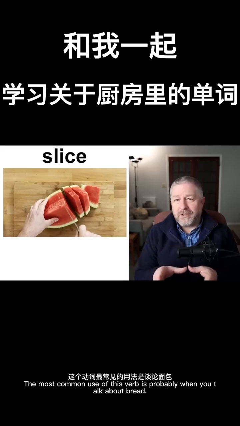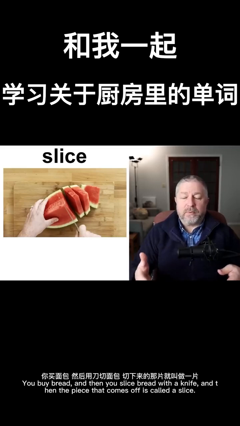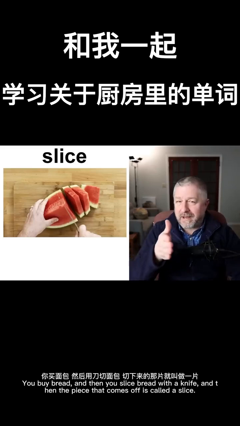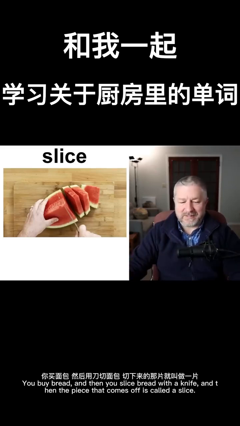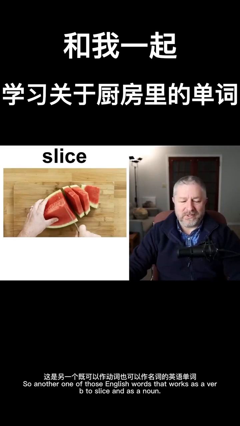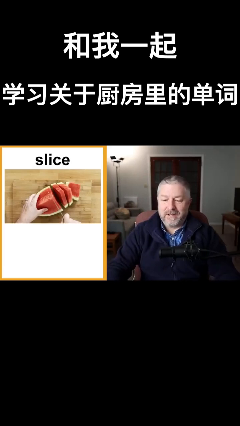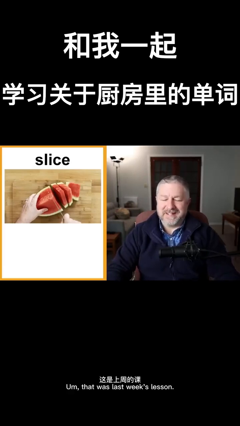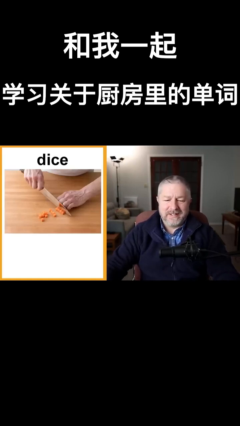The most common use of this verb is probably when you talk about bread. You buy bread and then you slice bread with a knife. And then the piece that comes off is called a slice. So another one of those English words that works as a verb, to slice, and as a noun. That was last week's lesson. Not all of these work this way.